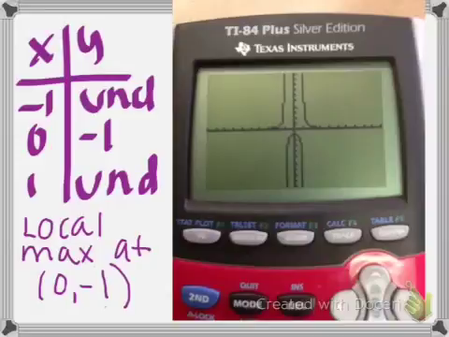So the only extreme value of the equation y equals 1 over x squared minus 1 is a local maximum at the point 0, negative 1.